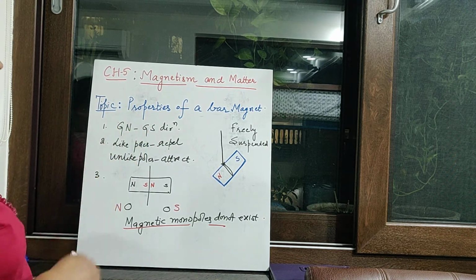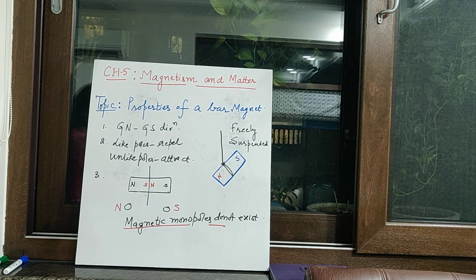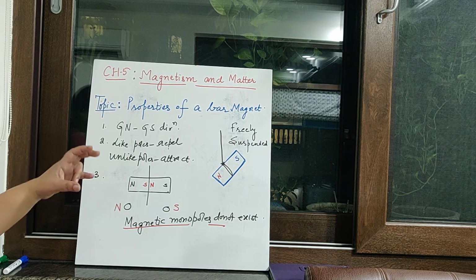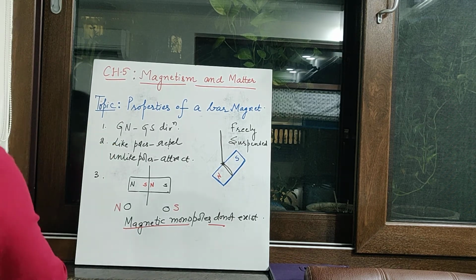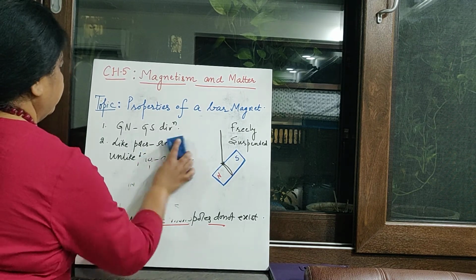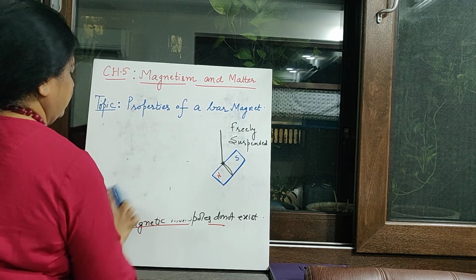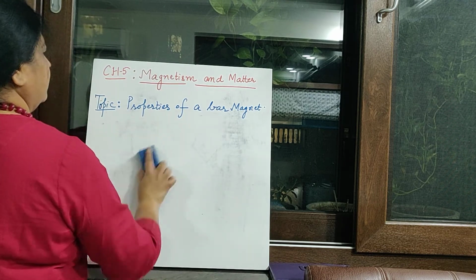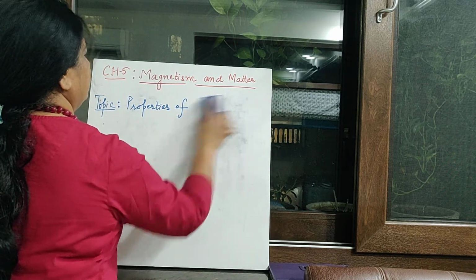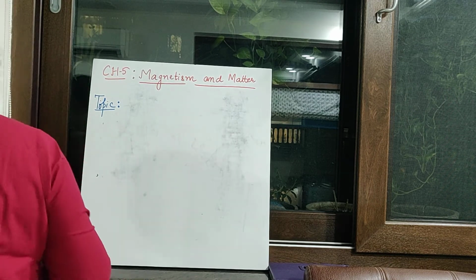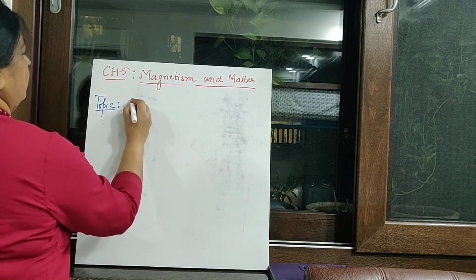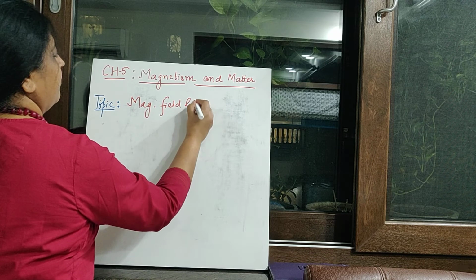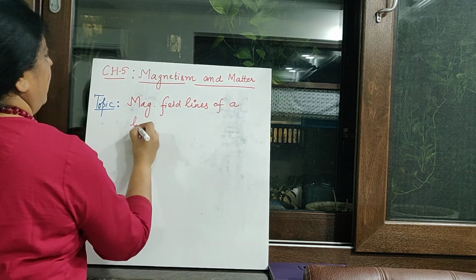Then, after these properties of the bar magnet, we will learn about the properties of the magnetic field lines, and for that we will draw the magnetic field lines of a bar magnet.